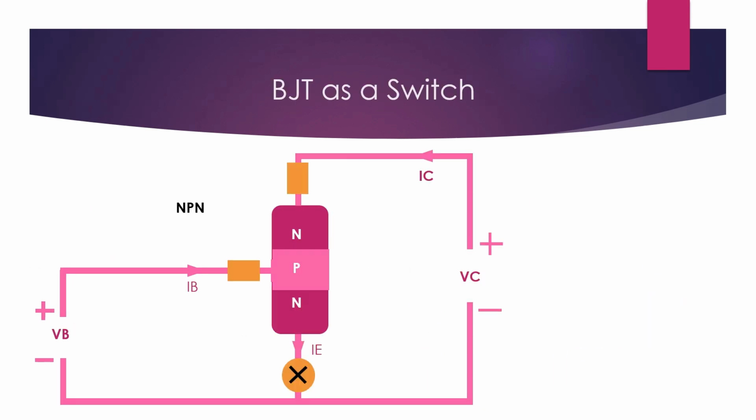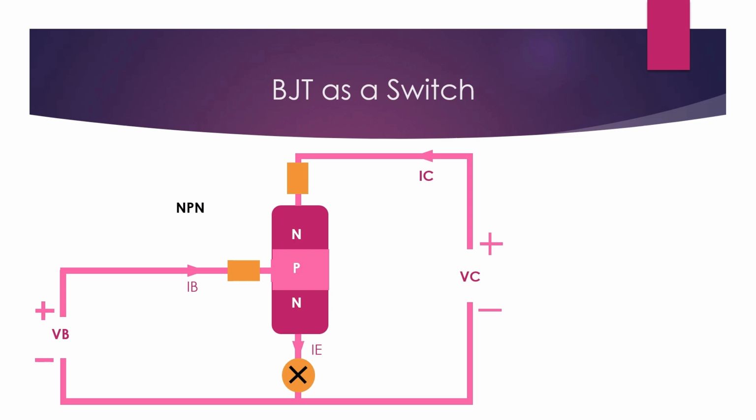As a switch, when the base current is zero, the BJT is in cutoff. When base current is enough, the BJT enters saturation, allowing full current from collector to emitter. This is how BJTs are used in digital logic and microcontroller circuits.